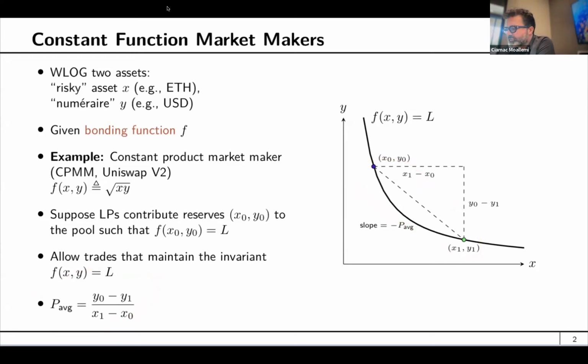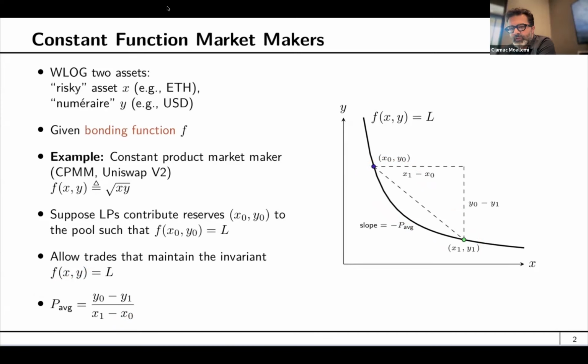Jason promised that we're going to have a menu of options where you can come in and trade whatever quantity you want, and the price of that transaction will be determined by the level of reserves in the pool. And this is exactly that. Namely, the precise mechanism is maintaining the invariant of the bonding function f(x, y) = L.